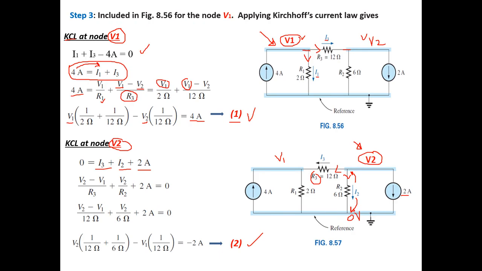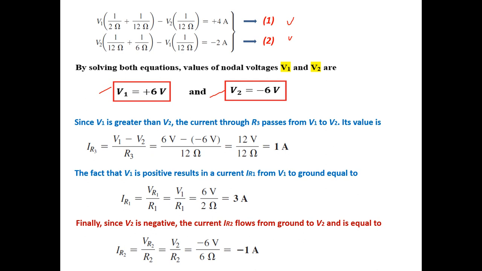Okay, let's go back here. If he asks you to find, for example, I3, I can find it from node number 1 or from node number 2. For example, from node number 2, I3 is V2 minus V1 over R3. And from node number 1, I can say V1 minus V2 over R3. So you will get the same answer but with a different sign. But it's better to find it as a positive.